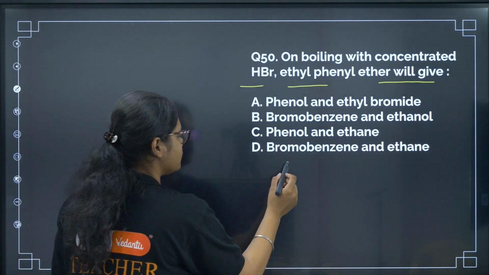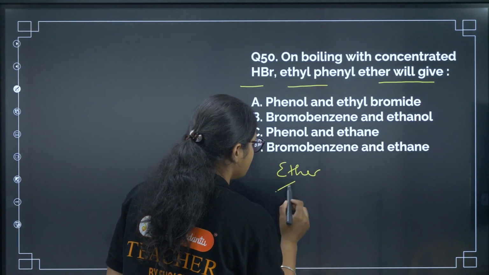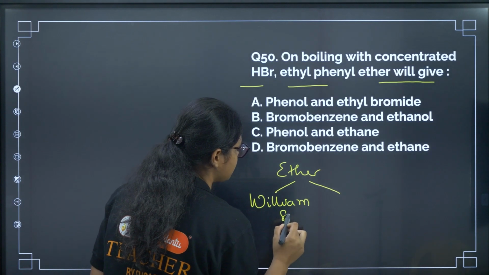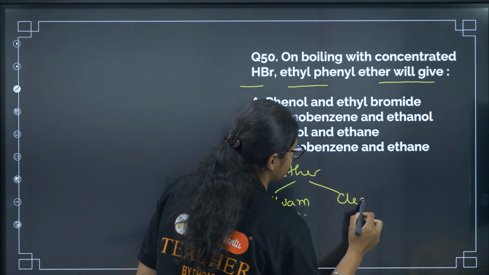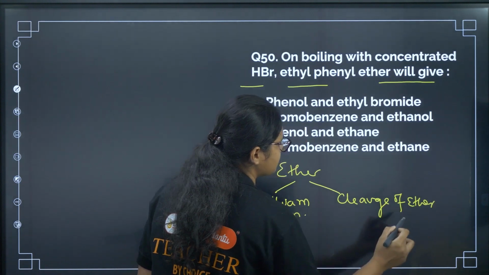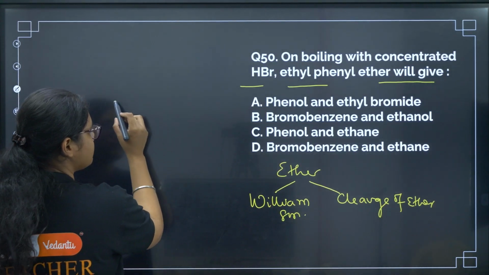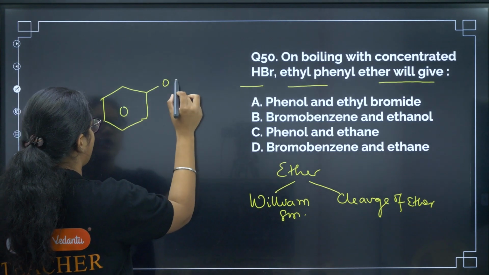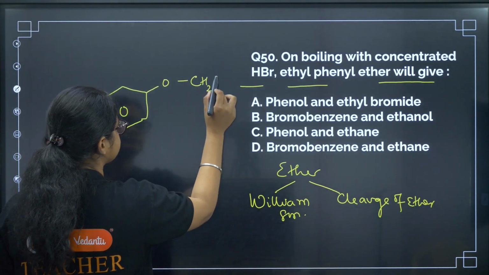Under ethers, we have two important topics: Williamson ether synthesis, the methods of preparation, and cleavage of ether. Many questions are asked on cleavage of ether, so there are some conditions for this one. First is ethyl phenyl ether. What is the structure of this one? We have phenyl, and then we have ethyl this side.